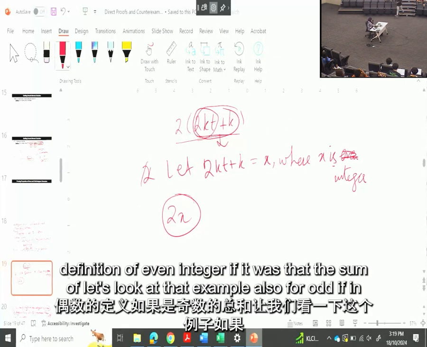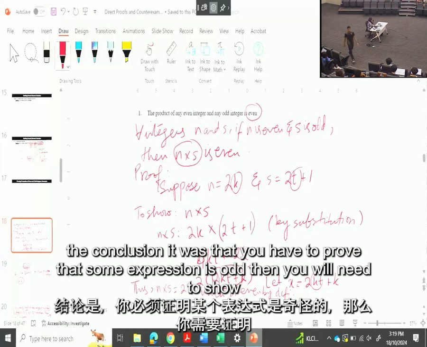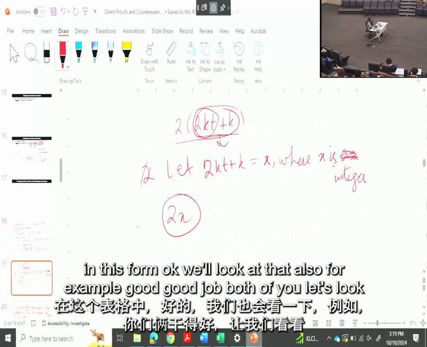Let's look at that example also for odd. If in the conclusion you have to prove that some expression is odd, then you will need to show it in this form. Okay, we'll look at that also.